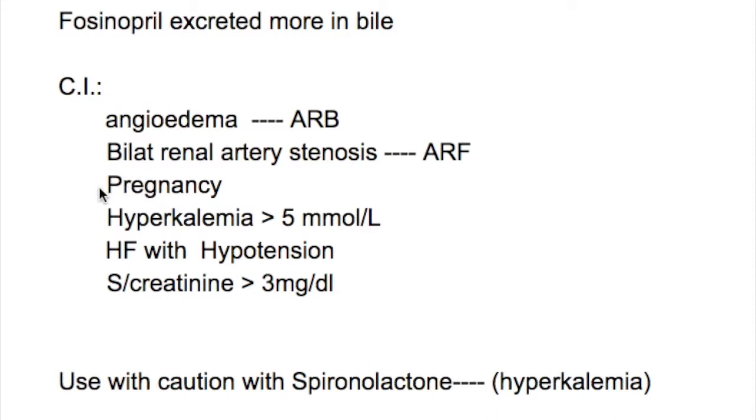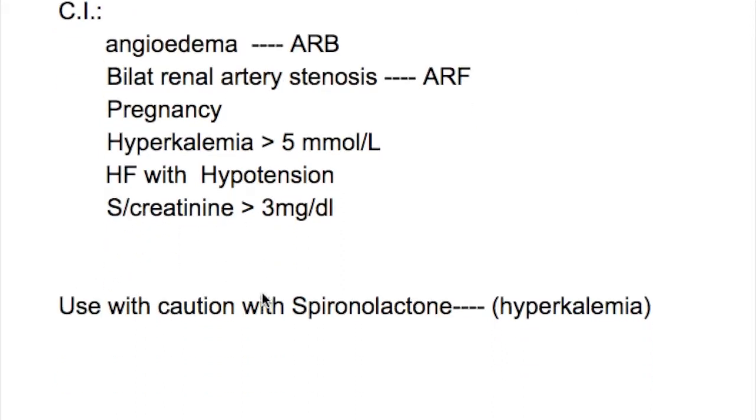The third contraindication is pregnancy. Hyperkalemia of more than 5 millimoles per liter. Heart failure with hypotension is also a contraindication for ACE inhibitors. And if the serum creatinine is more than 3 milligram per deciliter, ACE inhibitors are also contraindicated. So these are the conditions where the ACE inhibitors are contraindicated: angioedema, bilateral renal artery stenosis, pregnancy, hyperkalemia more than 5, heart failure with hypotension, and serum creatinine more than 3 milligram per deciliter.